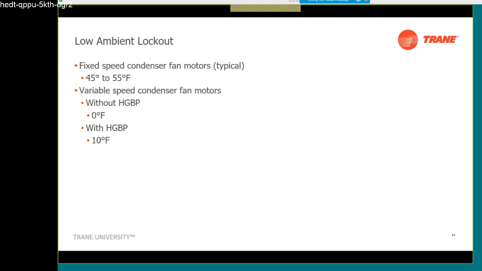So, low ambient lockout. Fixed speed condenser fan motors, typically 45 to 55 degrees. Actually, there's one unit that has a low ambient lockout of 70 degrees. It's probably more along the lines of a process system where the entering air conditions are going to be upwards of 90 plus degrees. That low ambient lockout is on page 77 in the IOM. Variable speed condenser fan motors, now we're doing low ambient: without hot gas bypass, we're looking at 0 degrees, and with hot gas bypass, we're looking at 10 degrees.